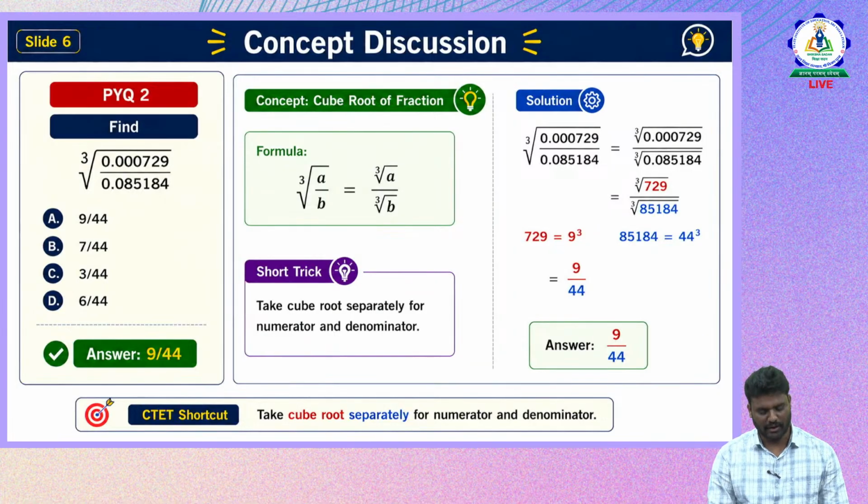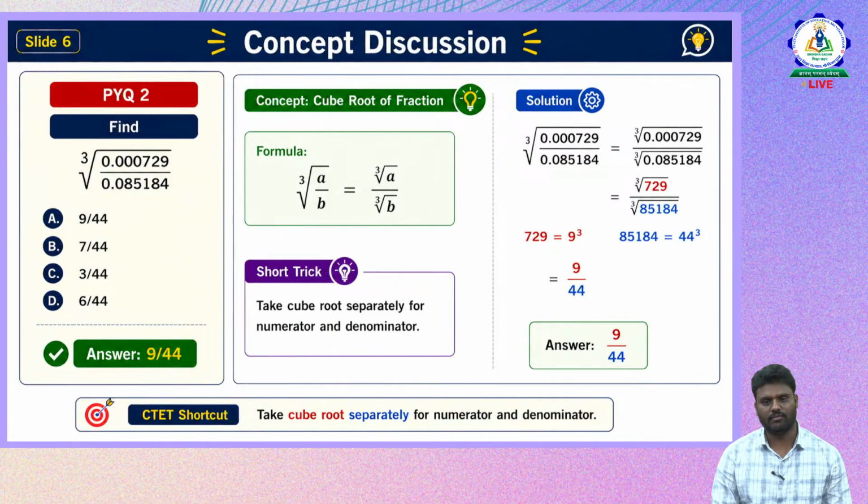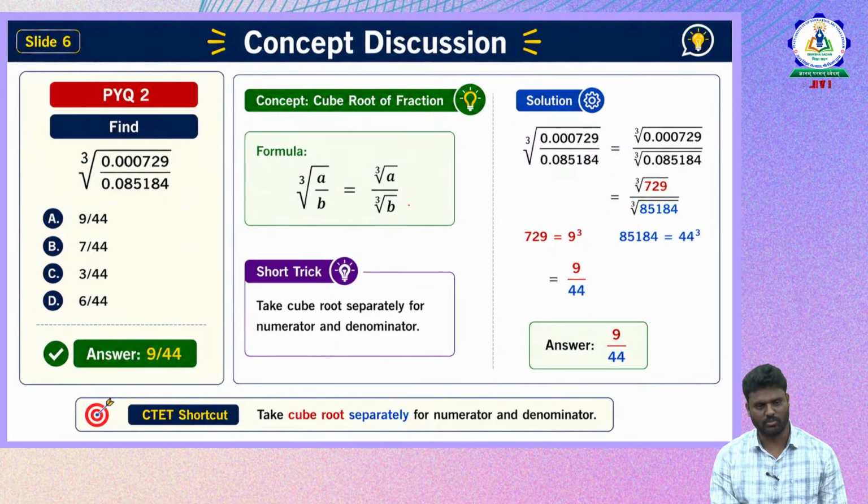The question is: find the cube root of 0.00729 by 0.085184. So what is the form of this given question? This is given in the form of a fraction, so we need to apply the formula of the fraction here. The cube root of a by b, where a is equal to 0.00729 and b is equal to 0.085184, can be written as cube root of a by cube root of b.